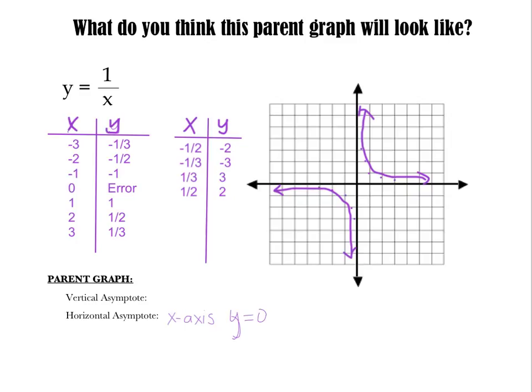So if you notice, since I can't divide by 0, x can't be 0, which is the y-axis. It's going to get closer and closer and closer to that value, but it's never going to touch it. So the parent function also has a vertical asymptote on the y-axis, or when x equals 0.